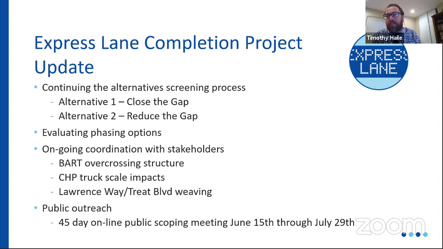evaluating phasing options, again, to make these alternatives more cost effective, as well as provide the best benefit in terms of the alternative and the different, I'll say, components or features of that alternative, such as a collector distributor road system or improvements to address hotspots at Lawrence Way and Treat. By doing that, addressing that hotspot first might relieve a lot of congestion before doing these much larger alternatives.